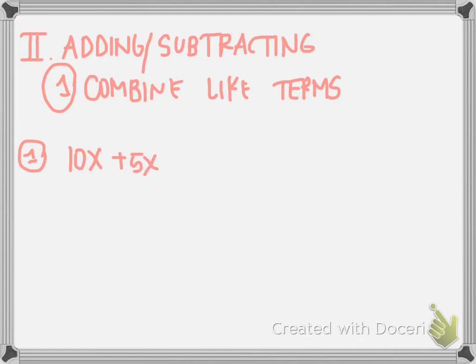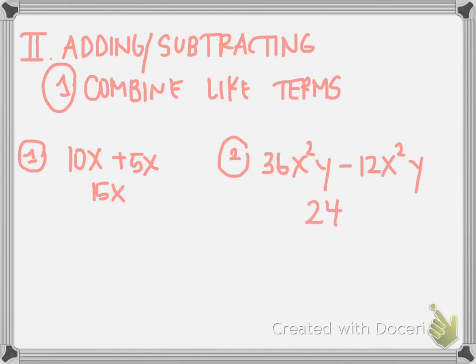Okay. So if I wanted to simplify this right here, 10x plus 5x, both of those are monomials. If I wanted to add those two together, I would say 10x plus 5x, which is a 15x. Okay, so what about here? If I wanted to combine these, 36x squared y minus 12x squared y. Those are like terms, right? So we would say 36 minus 12, which is a 24. We don't do anything to the exponent, so we'll keep that x squared y.